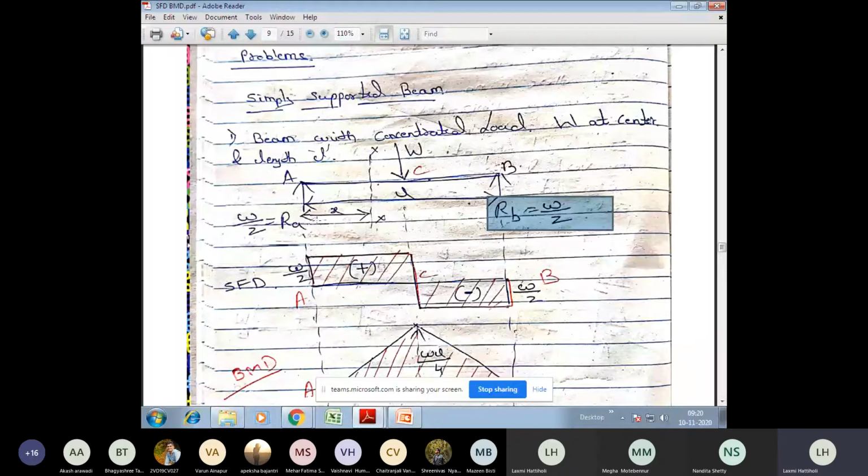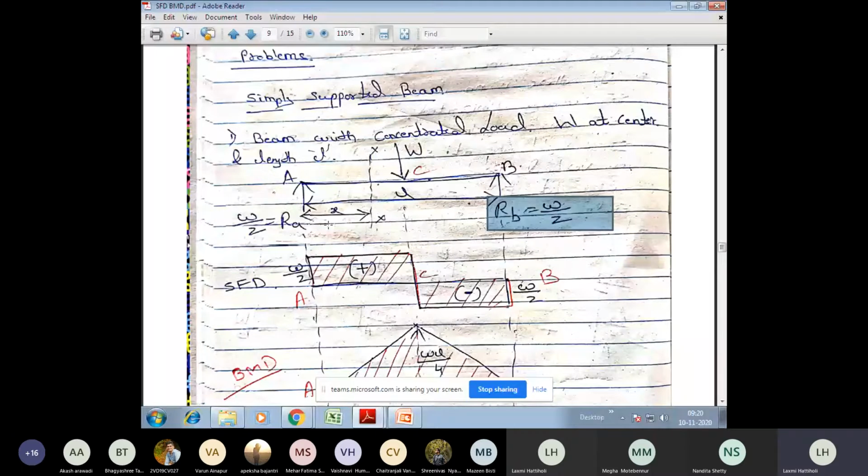Because if you cut it, you are going to get two equal parts. The meaning is it is having symmetry. And that is why whenever a beam is having symmetry, the reactions at the two supports become equal, right?